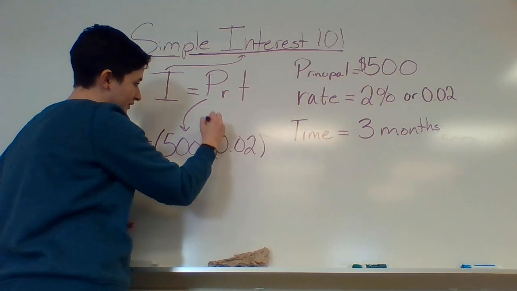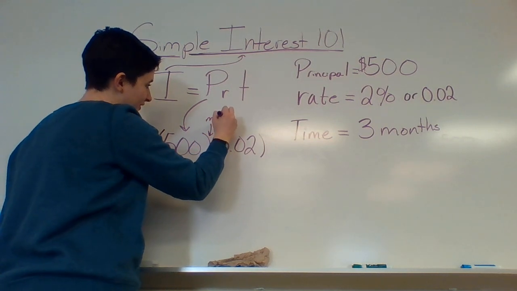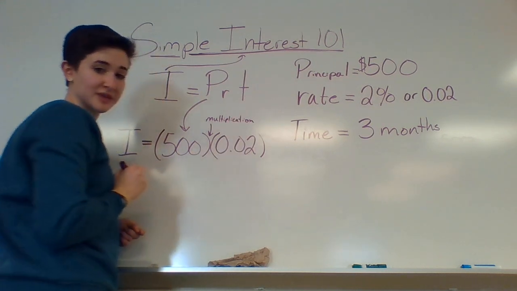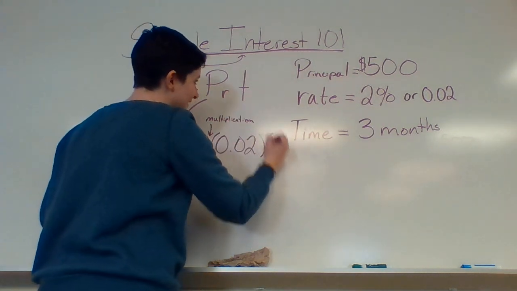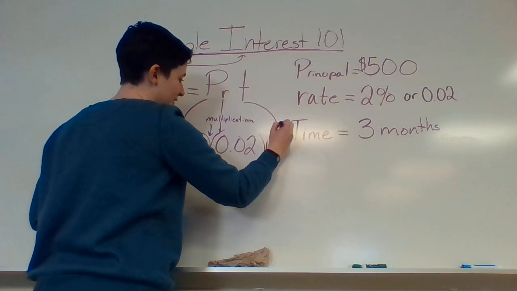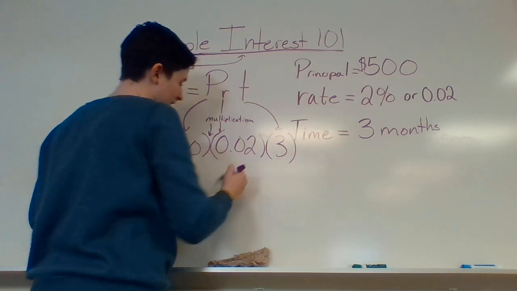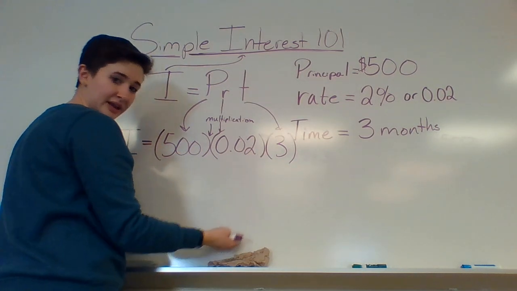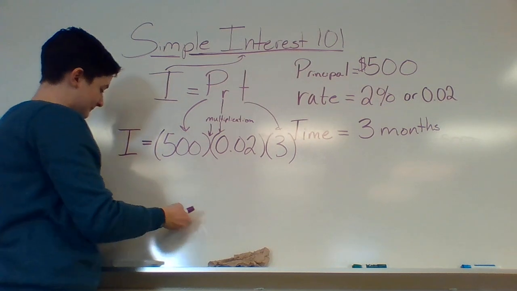So that's multiplication. 2 parentheses right back to back means multiplication. Lastly, I have time. So that was my rate. Time was 3 months. So that's my equation all filled out. So now I need to evaluate and get down to a final interest number.